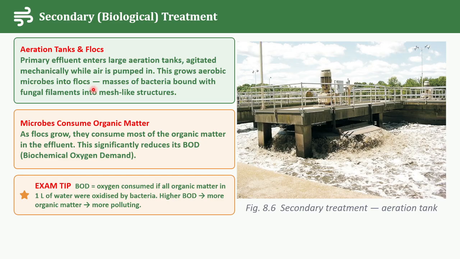And why are these microbes important, or what do they do here? And why are we growing these microbes here? See, because these microbes are extremely useful, children. As the microbes grow, they consume a major part of the organic matter present in the effluent. So the organic matter is reduced, and therefore what happens? BOD is also reduced. So this is one of the most important concepts in sewage treatment.